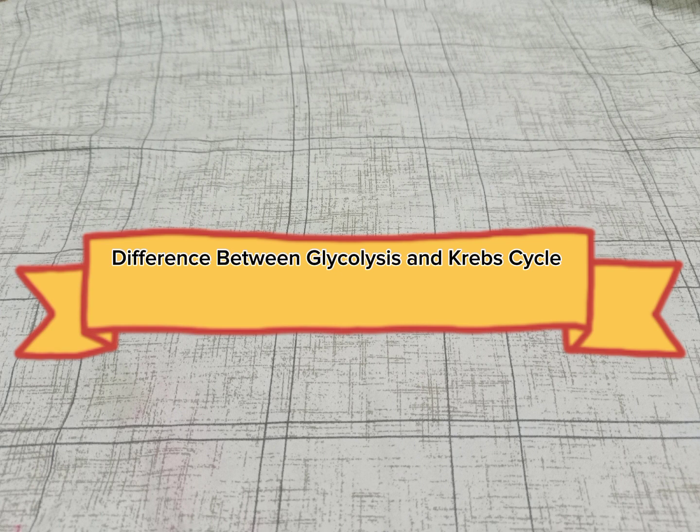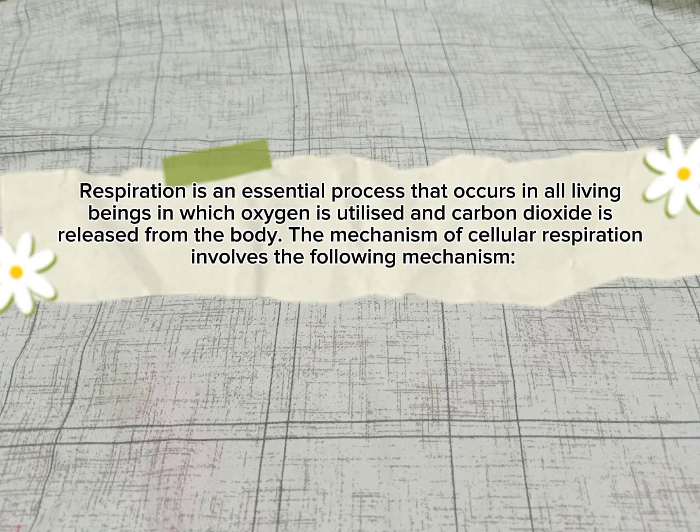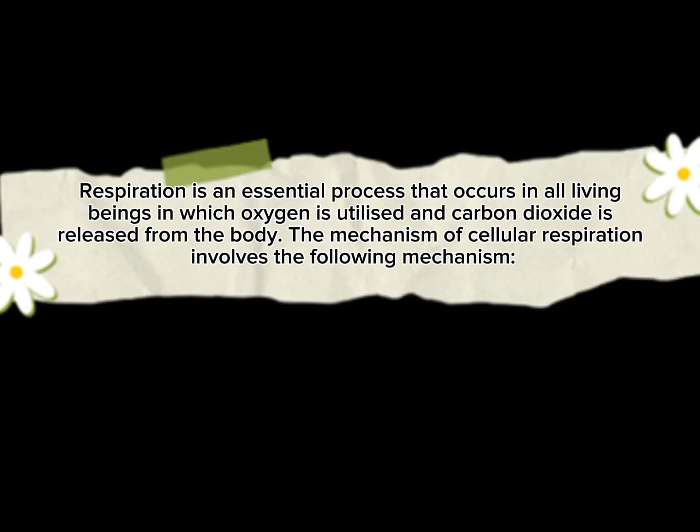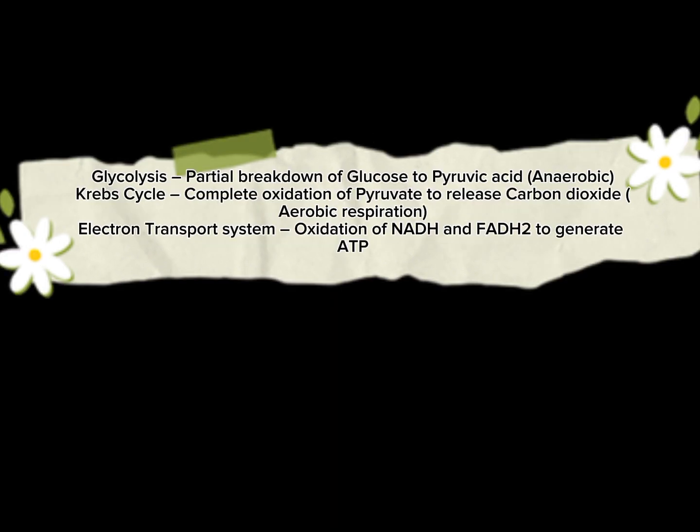Difference between glycolysis and Krebs cycle. Respiration is an essential process that occurs in living beings in which oxygen is utilized and carbon dioxide is released from the body. The mechanism of cellular respiration involves the following.